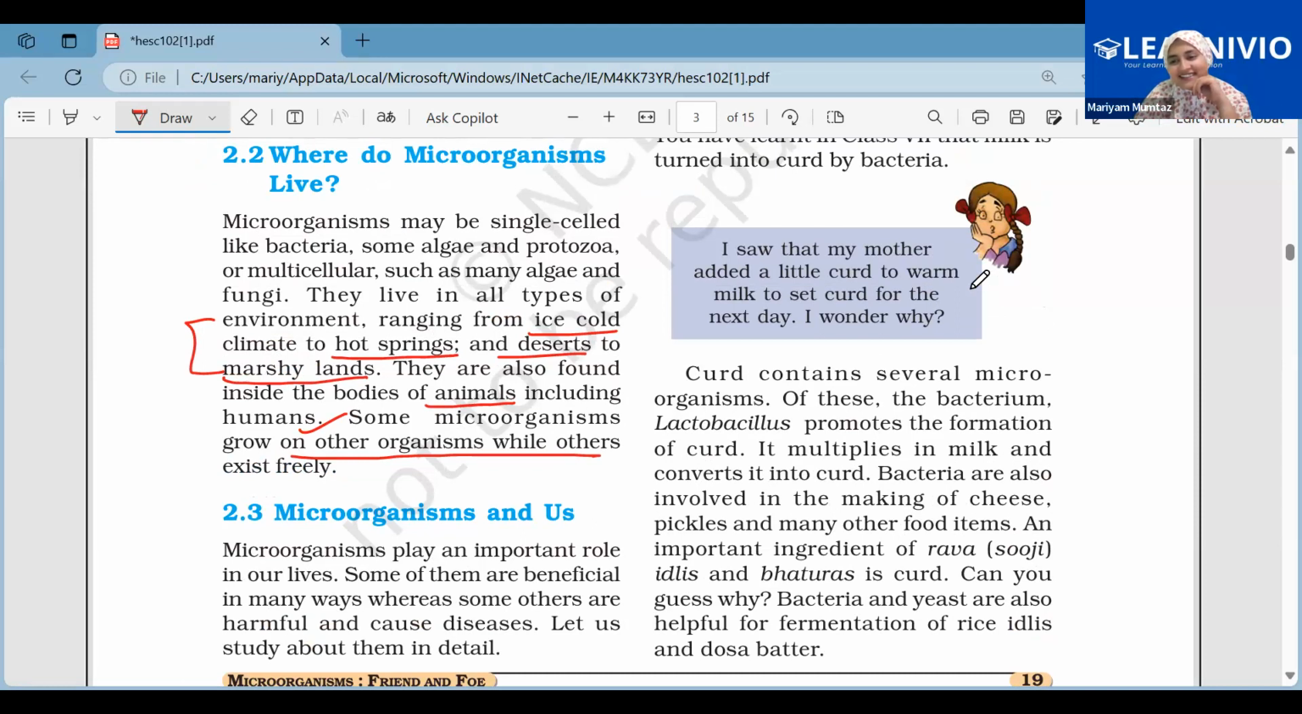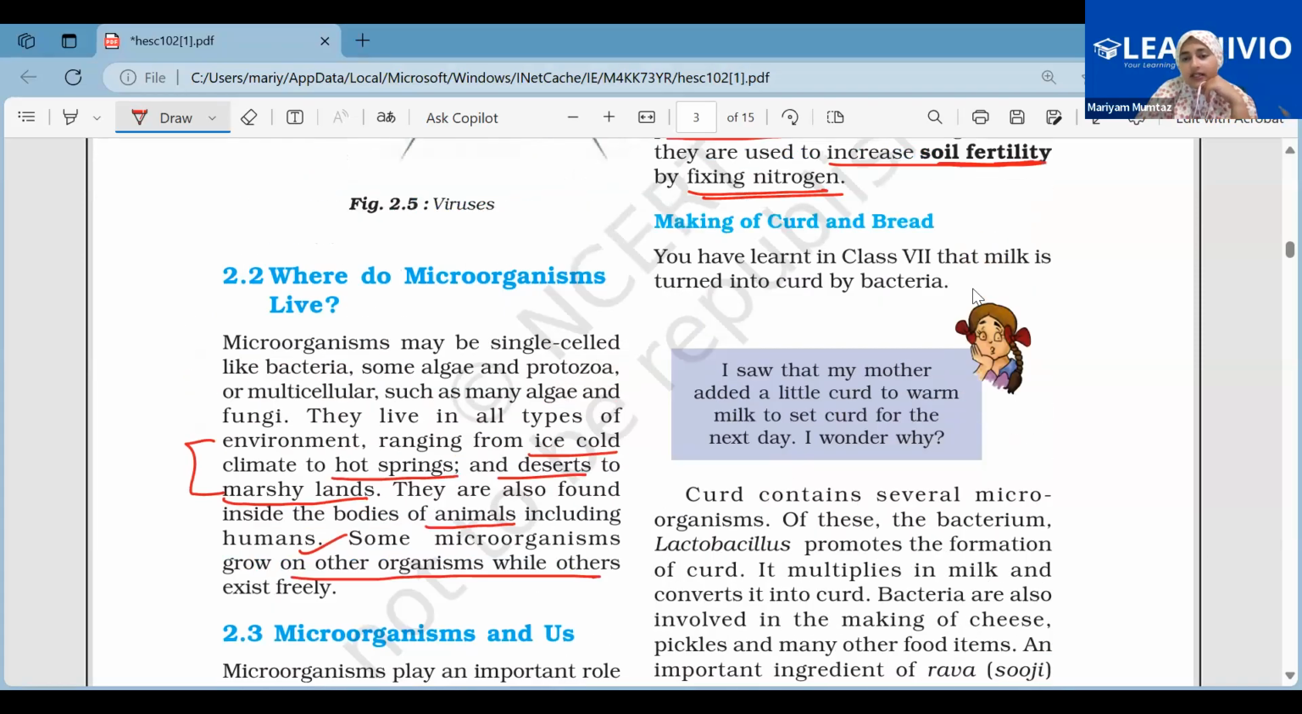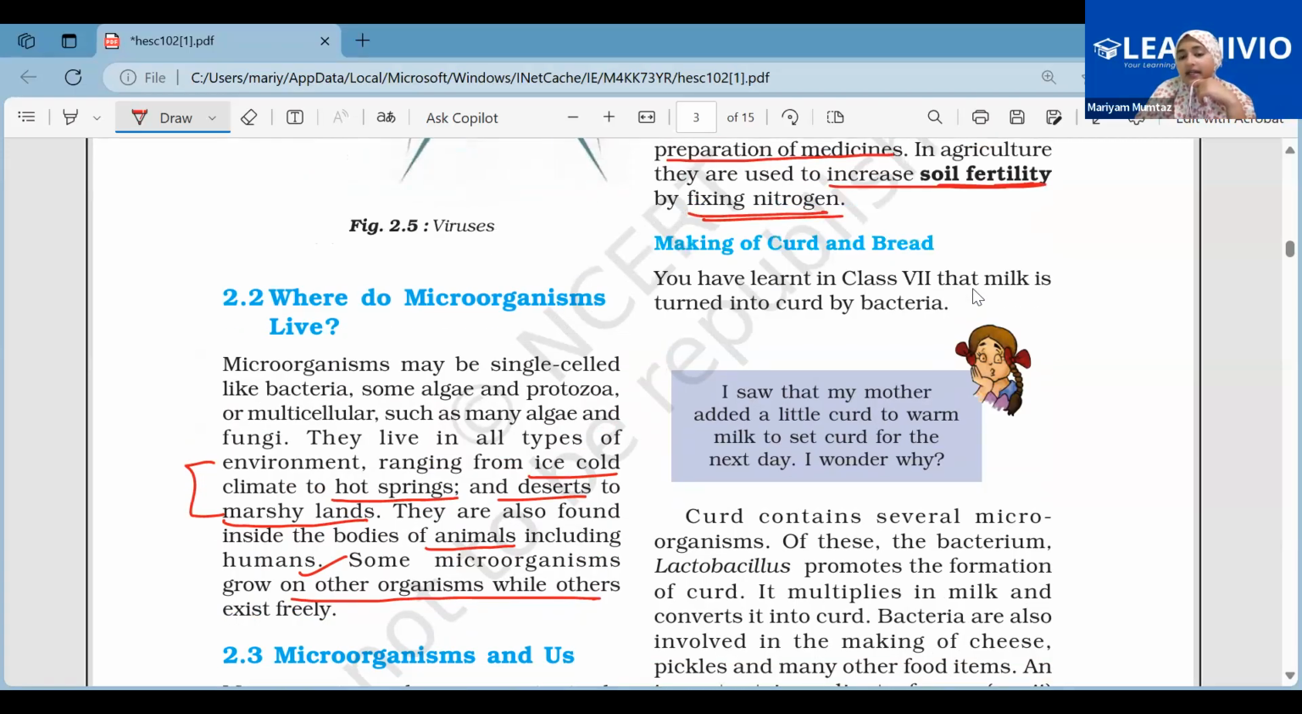Unmute yourself. Malaria. Yes, malaria. It's caused by which microorganism? Mosquito, but the microorganism, I think, is protozoa? Yes, protozoa. Protozoa causes malaria. What does a mosquito do? It is a carrier, right? It carries the microorganism. Now, talking about the food products that we get, making of curd and bread.